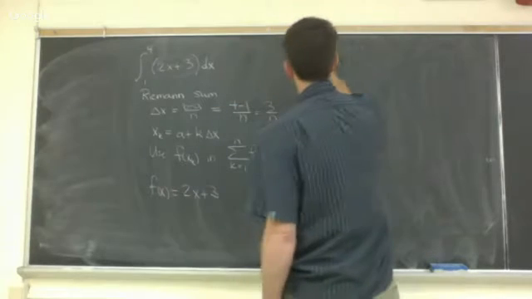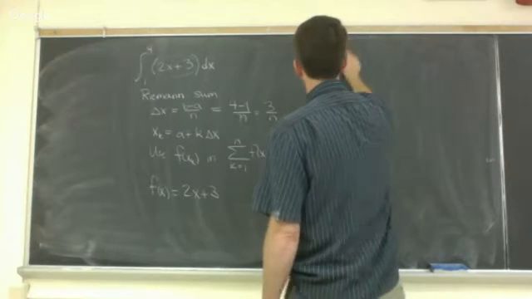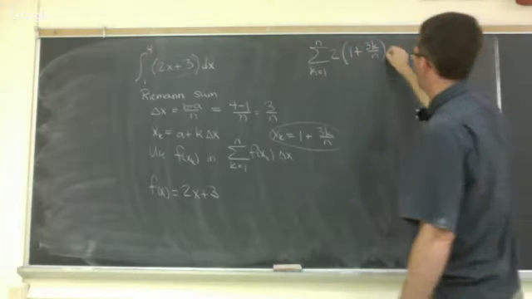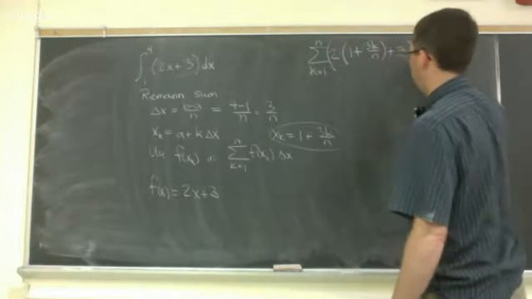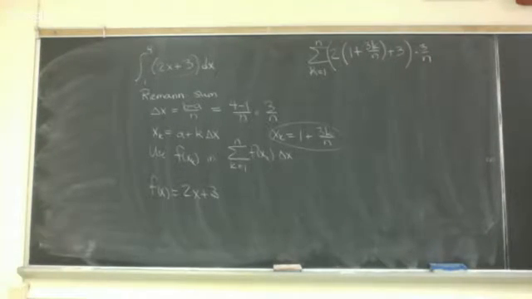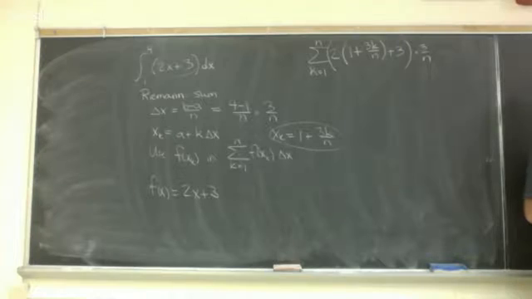So my Riemann sum is the sum k goes from 1 to n of 2x plus 3 times 3 over n. So you can see that this is almost identical, except for the numbers, to the problem we just did. Okay, so if on a test I ask you, find the Riemann sum, this is what I'm looking for. I just want you to write that down.